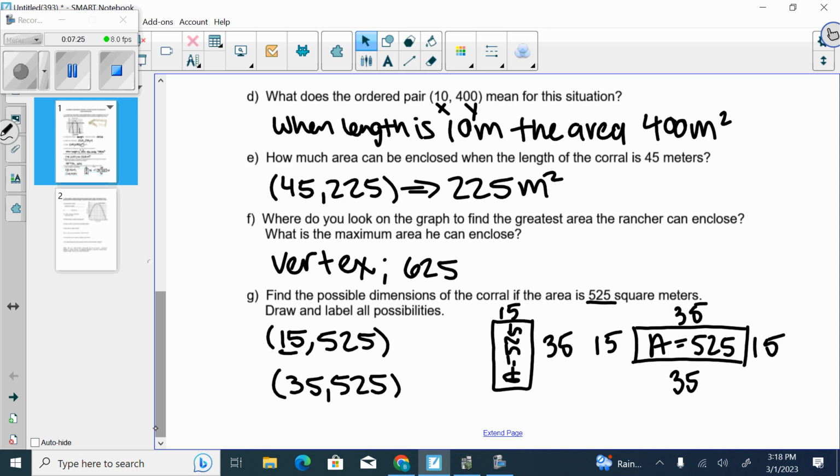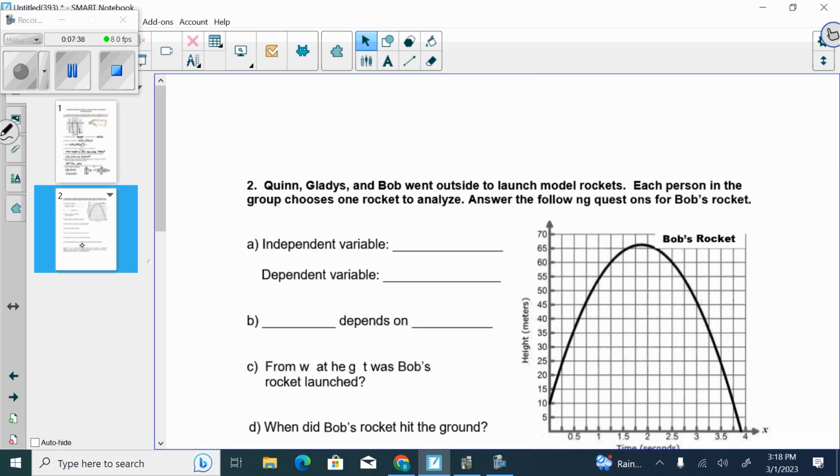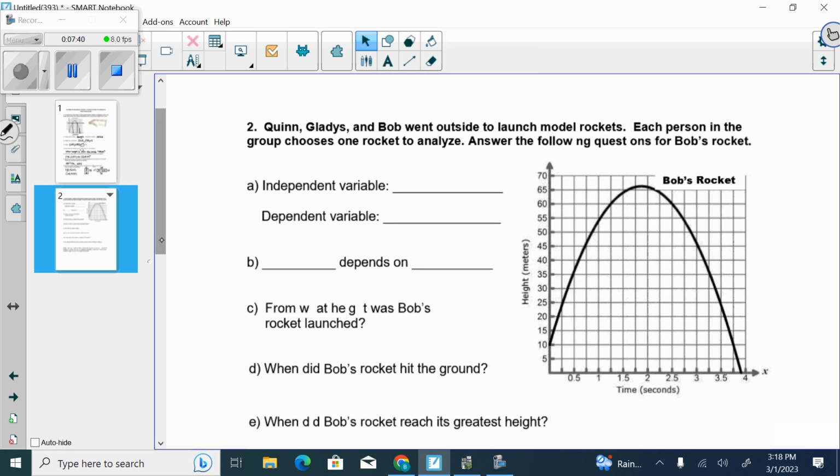So if you'll flip it over on the back, we're going to do the same thing. Look at the picture and answer the questions. All right. So on number 2, it says, Quinn, Gladys, and Bob went outside to launch model rockets. Each person in the group chooses one rocket to analyze. Answer the following questions for Bob's rocket. All right, so we're looking at a picture of Bob's rocket.